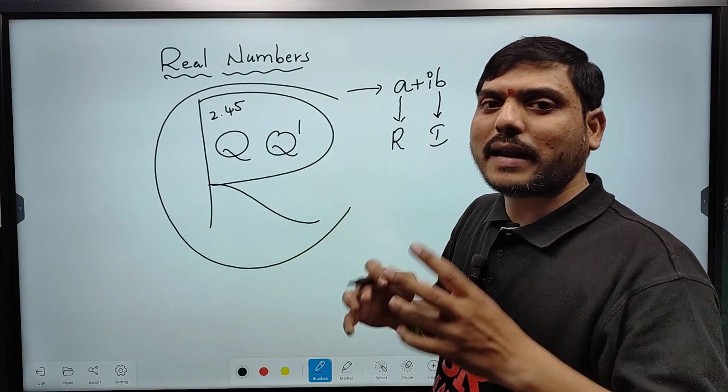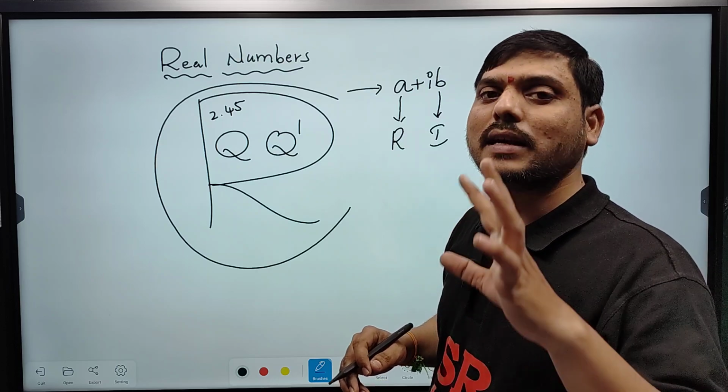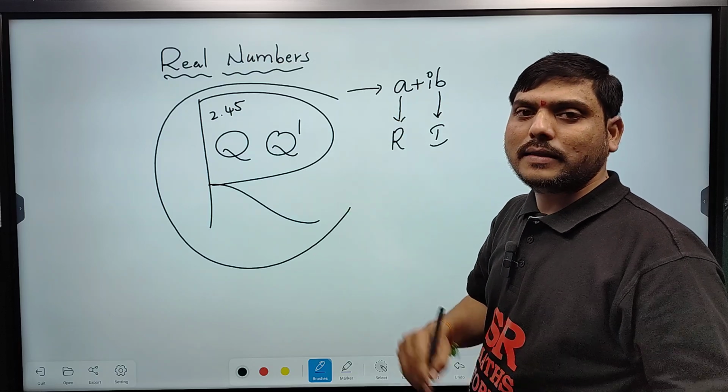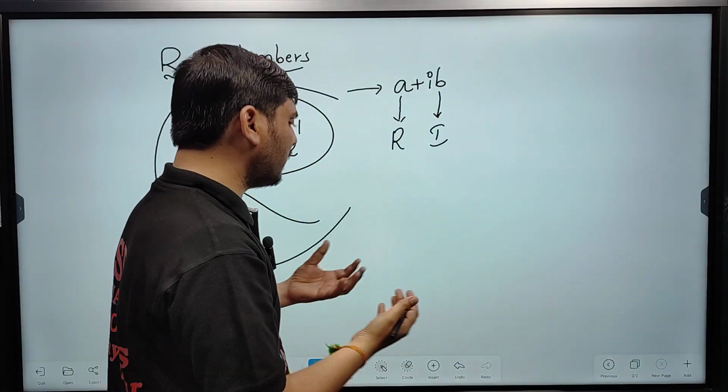A complex number has two terms: one is the real part and one is the imaginary part. This is the real part, this is the imaginary part. This is the structure of the number systems. I will explain it with a diagram.